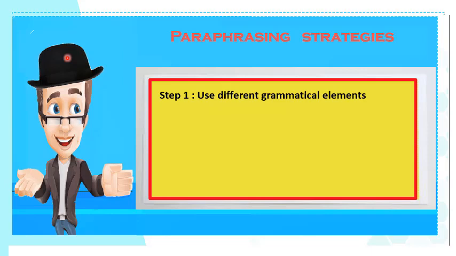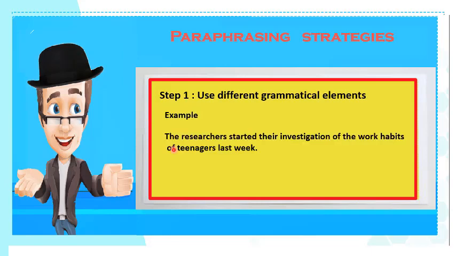And the last strategy is using different grammatical elements. For example, you may change the part of speech of certain terms in the original text. Here, the original text, the researchers started their investigation of the work habits of teenagers last week. An accepted paraphrasing would be, last week the investigated work style of adolescents was started by observers. Here I didn't only replace researchers by observers and teenagers by adolescents, but I also changed the structure of the original sentence, plus I changed certain grammatical elements. The original sentence was in the active voice, so the paraphrased one became in the passive voice. Plus, the term investigation was used as a noun in the original sentence. I turned it into an adjective in the paraphrased one.